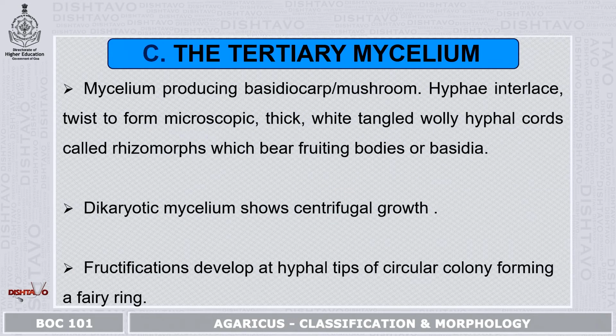The tertiary mycelium is the mycelium which is formed from the secondary mycelium, and this mycelium produces the basidiocarp or the proper mushroom. The hyphae interlace or twist to form microscopic, thick, white, tangled, woolly hyphal cords called rhizomorphs, which will bear the fruiting bodies or the basidia, which will bear the basidiospores. The dikaryotic mycelium shows centrifugal growth. The fructifications develop at the hyphal tip of a circular colony, forming a fairy ring.